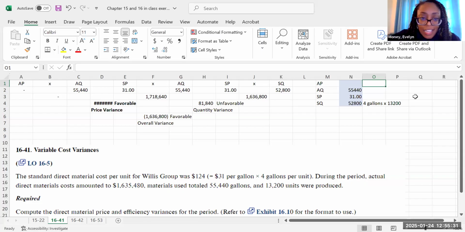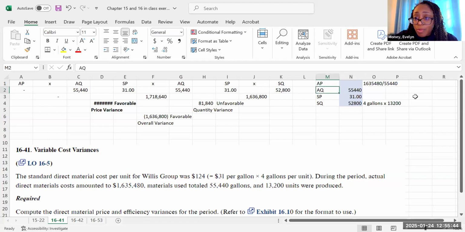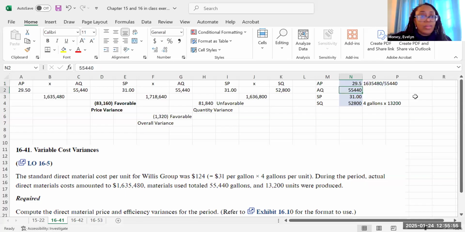So let's see. So it should be 1,635,480, and all of that is going to get divided by 55,440. So we're going to divide that by the actual number of gallons. And now let's put the formula in there. 1,635,480. Great. Now everything is already done.